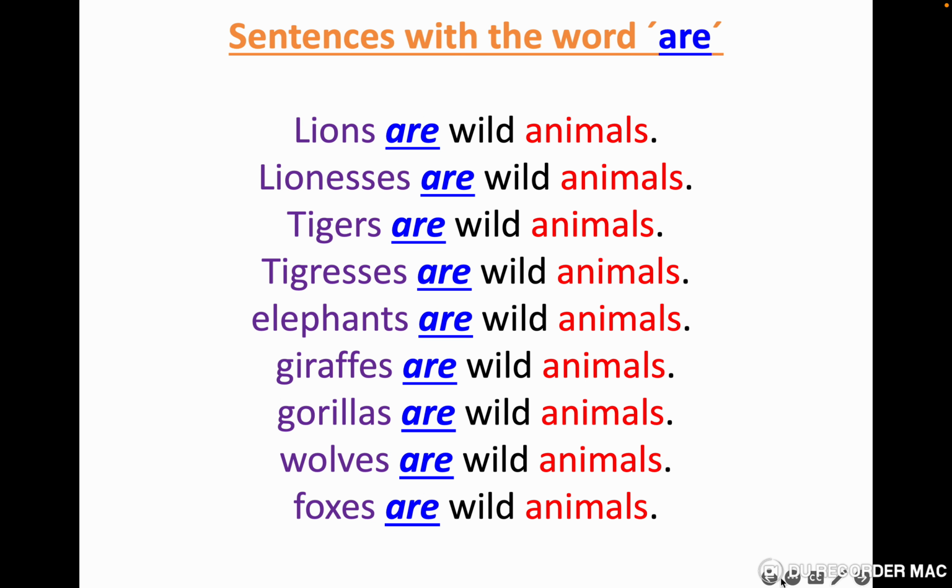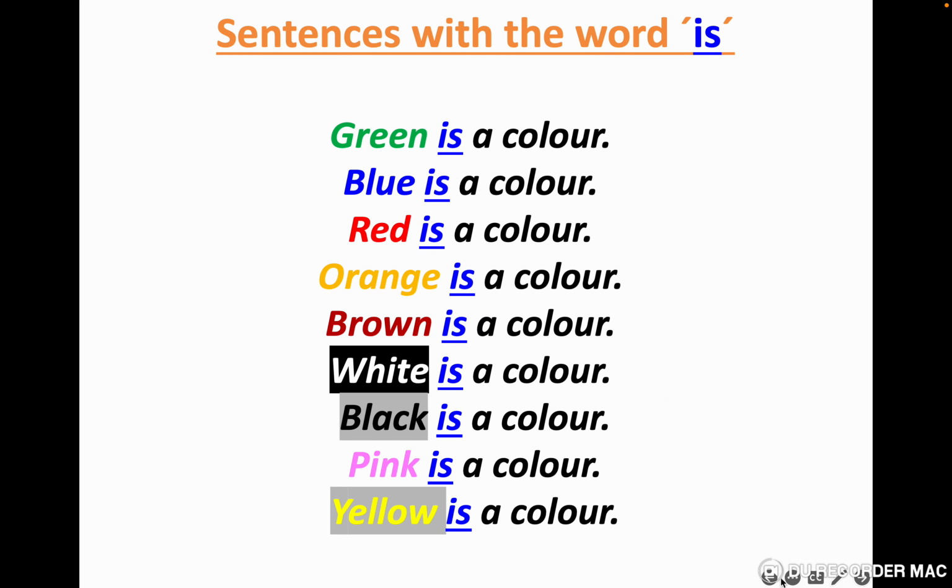For the plural, we need to put an S on the word animals, and we need to write are. Lions are wild animals. Lionesses are wild animals. Tigers are wild animals. Tigresses are wild animals. Elephants are wild animals. Giraffes are wild animals. Gorillas are wild animals. Wolves, so wolf, the plural, wolves are wild animals. Foxes are wild animals. Let's continue.